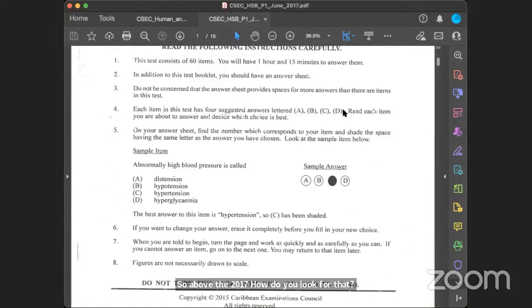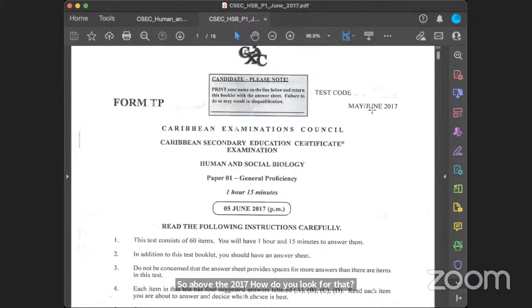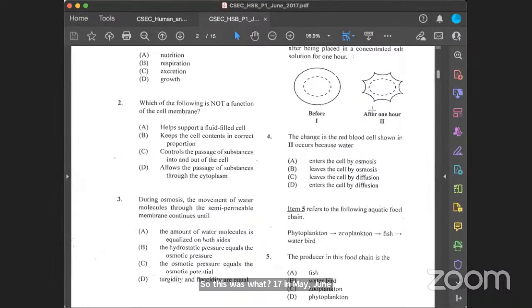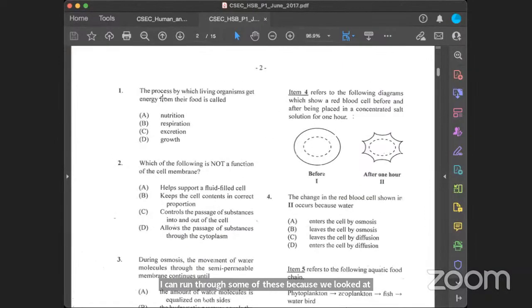What subject was this? This is 2017, May, June. I can run through some of these because we looked at them before, so it should be simple and quick. Somebody read for us. The process by which living organisms get energy from food is called respiration. It's not nutrition, it's respiration. They're talking about getting the energy. All right.